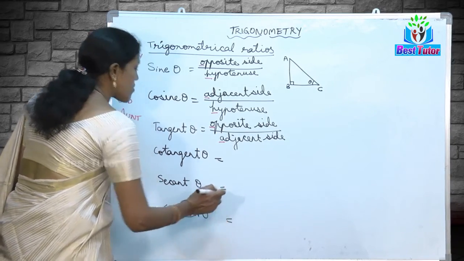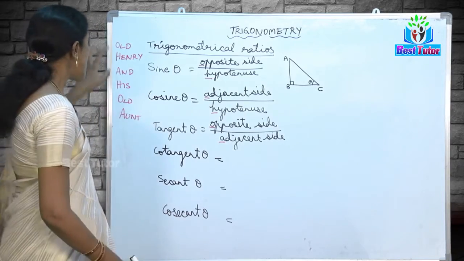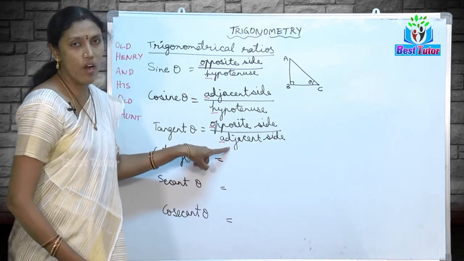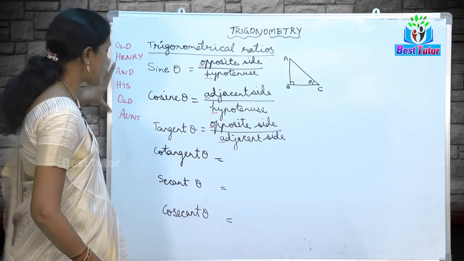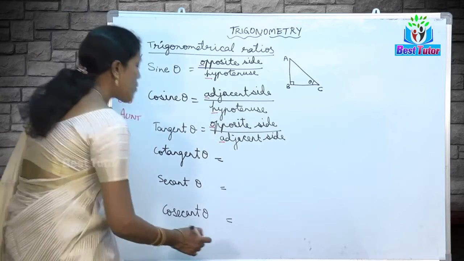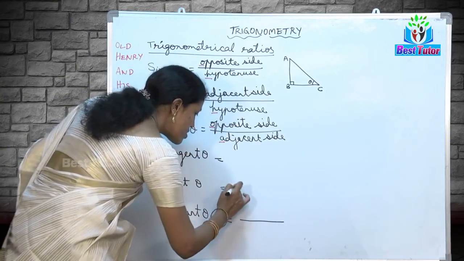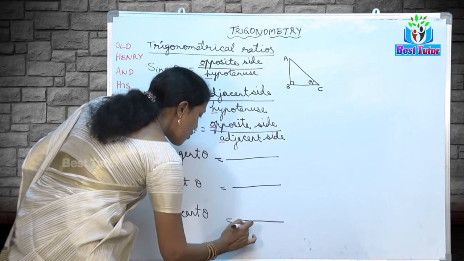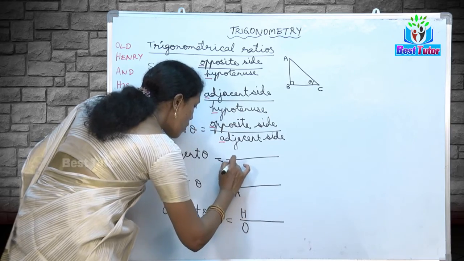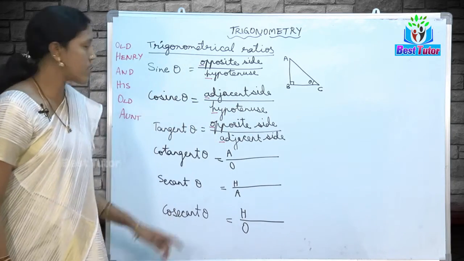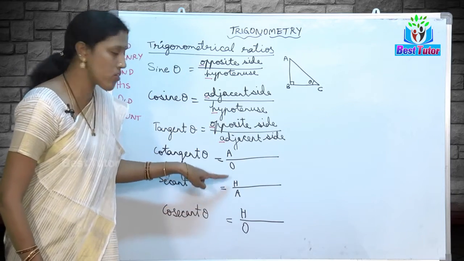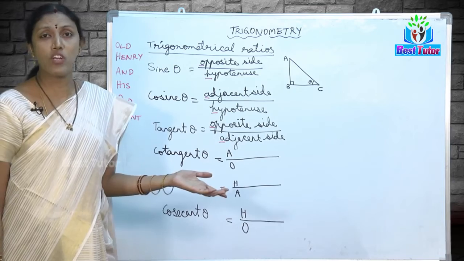What will be the definitions of these? I will give you the same mnemonic but write it in the reverse order. Old Henry and his old aunt. We have followed this same sentence in the correct order, and now we are going to follow it in upside down order. Everything is a ratio. Old Henry and his old aunt, right? Similarly, old Henry and his old aunt. Now it's very simple for us to remember that, right?